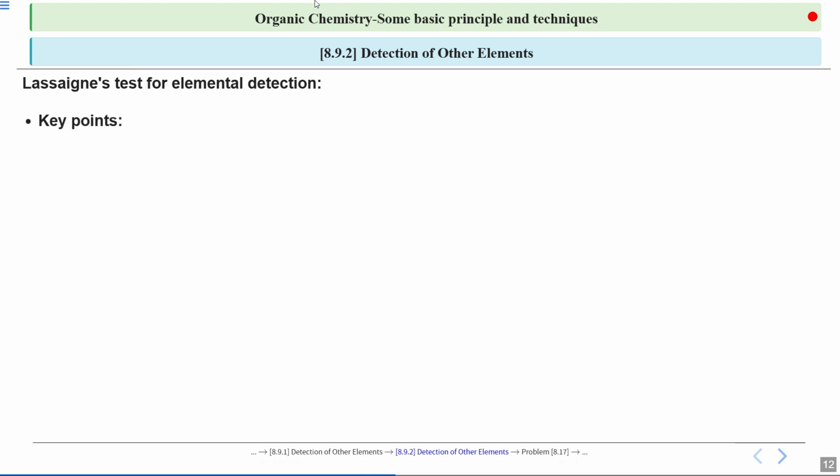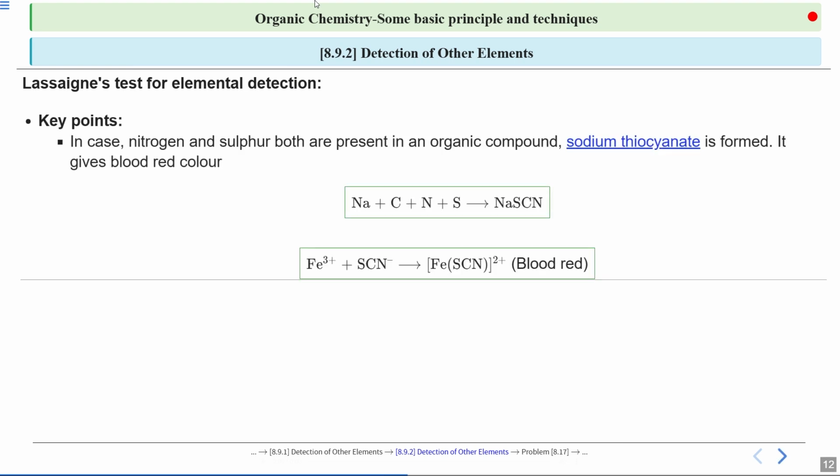Now moving on further, what key points can you remember for this given test? In case nitrogen and sulfur are both present in an organic compound, sodium thiocyanate is formed and it gives a blood red color. Here you can see we have Na, then carbon, then nitrogen and sulfur. Now this NaSCN is formed and this SCN minus further reacts with the iron 3 plus to form the blood red complex, which is FeSCN with a charge of 2 plus. This color change is a clear indicator for the presence of both nitrogen and sulfur in the compound.